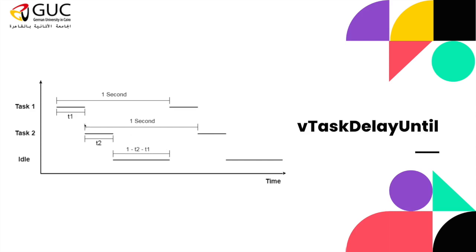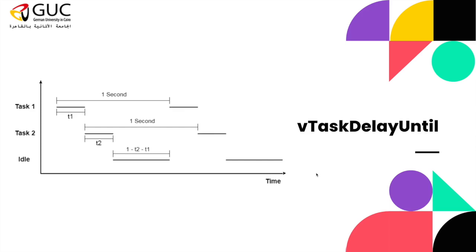And as you can see here, the 1 second will finish. So when task 1 finishes executing and moves to the waiting state, task 2 will be in the ready state because it finished its 1 second. Therefore, the scheduler will select task 2 and it will run, and this sequence will be repeated, and so on.